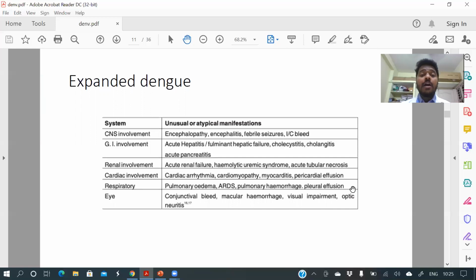Expanded dengue is involvement of other organs. In CNS involvement, there can be encephalopathy, encephalitis, febrile seizures, and intracranial bleed. In GI involvement, there can be acute hepatitis, fulminant hepatic failure, cholecystitis, cholangitis, and acute pancreatitis. In renal involvement, it can manifest as acute renal failure, hemolytic uremic syndrome, and acute tubular necrosis. Cardiac involvement can manifest as cardiac arrhythmia, cardiomyopathy, myocarditis, and pericardial effusion. Respiratory involvement can manifest as pulmonary edema, ARDS, pulmonary hemorrhage, and pleural effusion. In the eye, it can manifest as conjunctival bleed, macular hemorrhage, visual impairment, and optic neuritis.